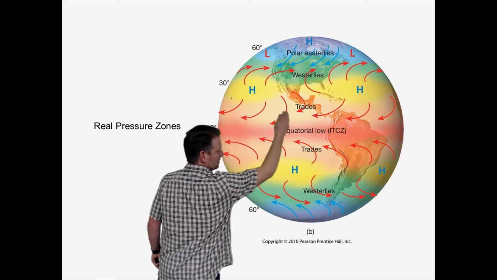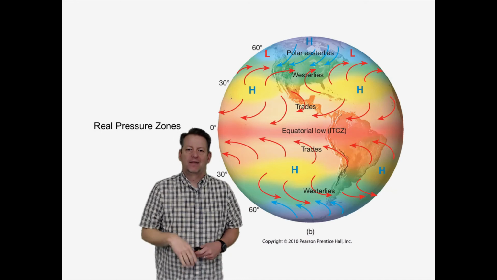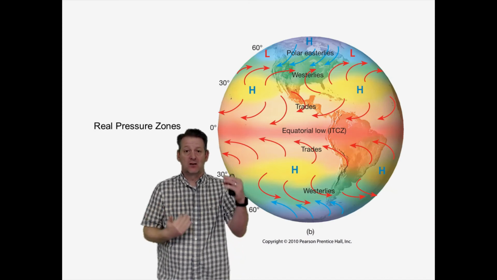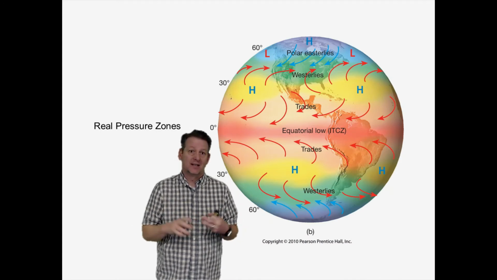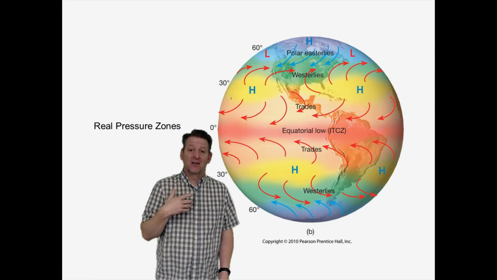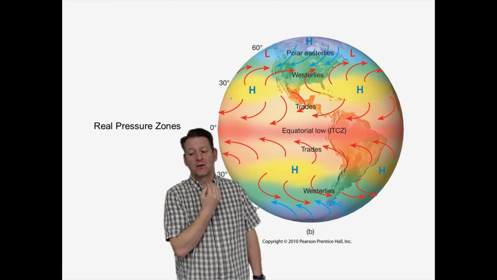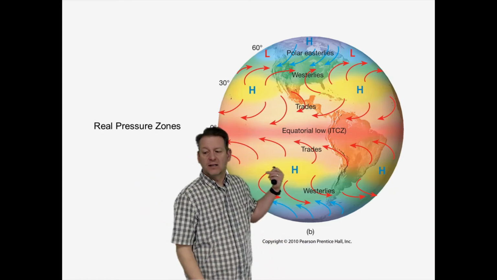And these lines are really wiggly. They're not perfect. And this is how our real wind systems are. They're not perfect. They do move around. It's not ideal, which can make it really hard to make predictions as to how the weather's going to be. But this is how it really looks, right over here. It's just like this, okay?